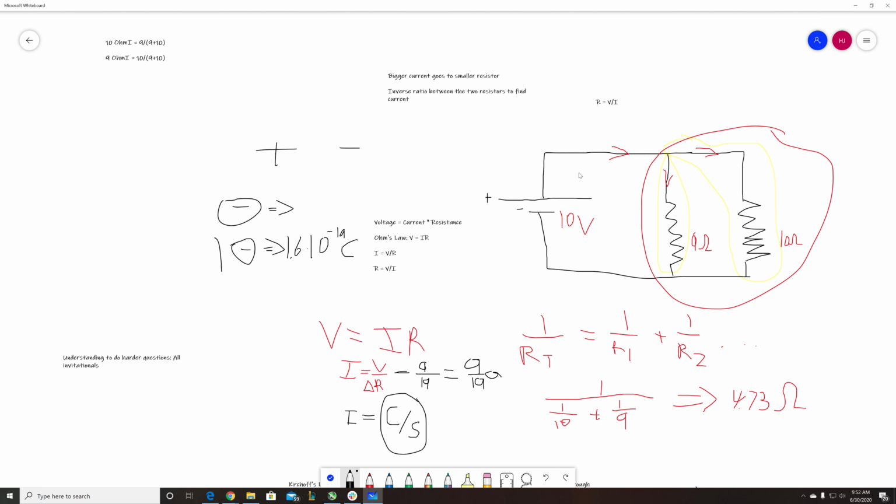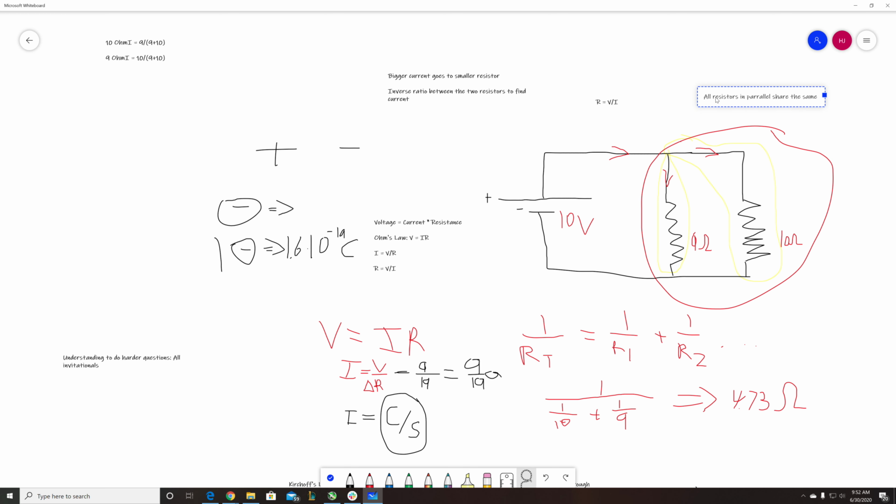But the positive, you need to understand the direction of this and how it splits up in parallel. Now, a key factor to understand that you may not know is that these two resistors share the same voltage. That is the specialty of a parallel circuit. They share the same voltage. All resistors in parallel share the same voltage.